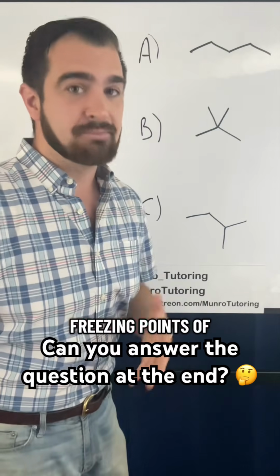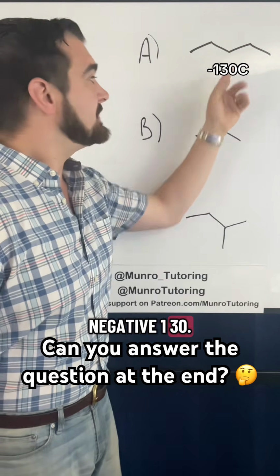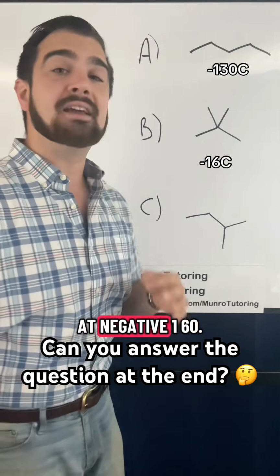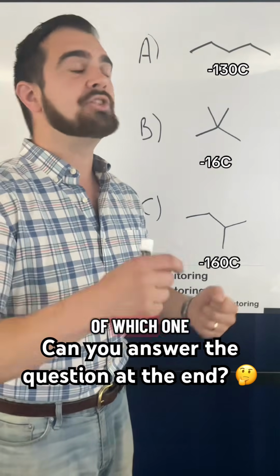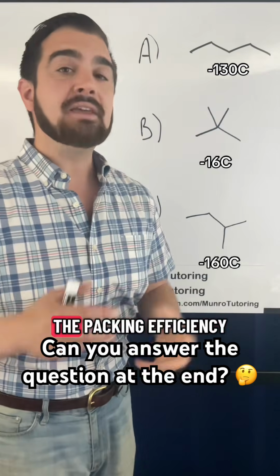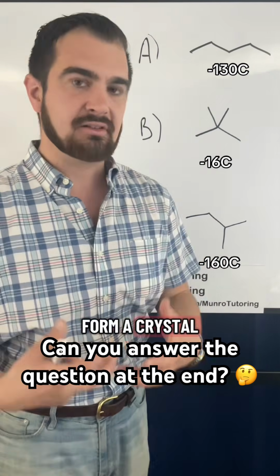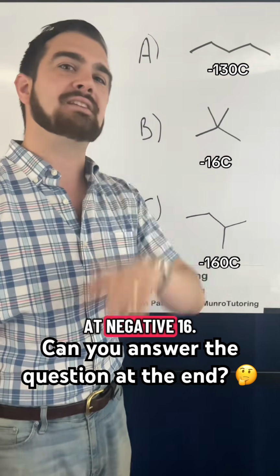But if we look at the freezing points of each of them, the n-pentane freezes at about -130, the neopentane at -16, and the isopentane at -160. So when we think about it from the viewpoint of which one freezes earlier, the packing efficiency and the orderliness that they can form a crystal is critical. And so that's why neopentane is our answer. That freezes first at -16.